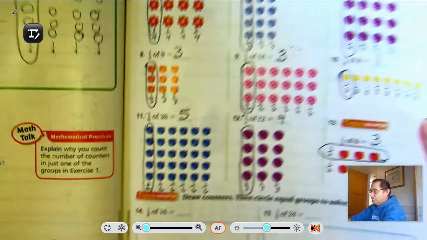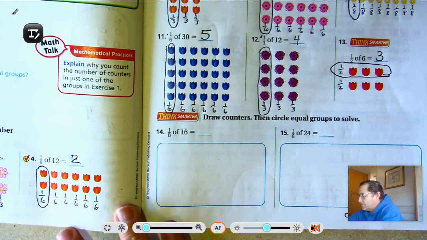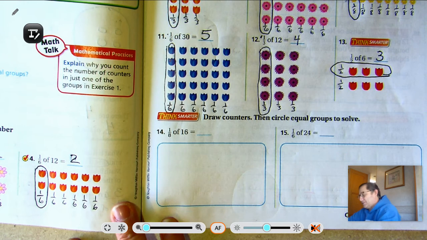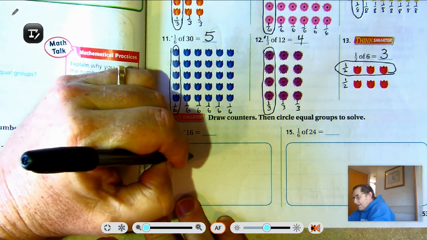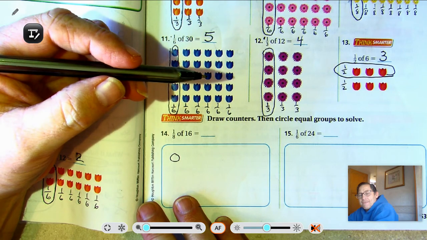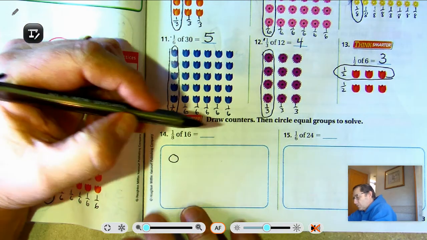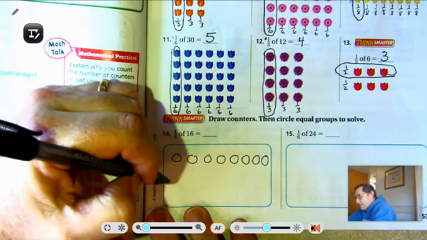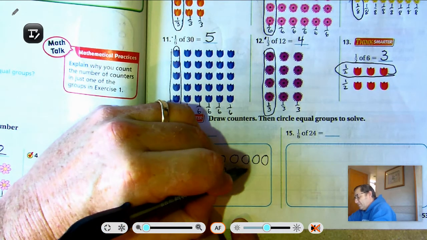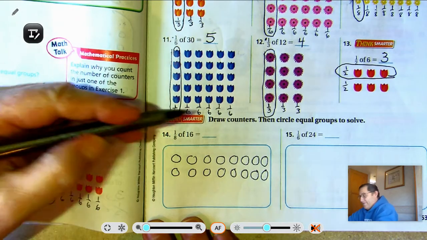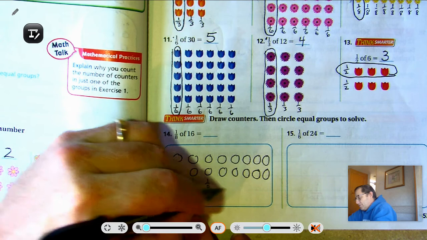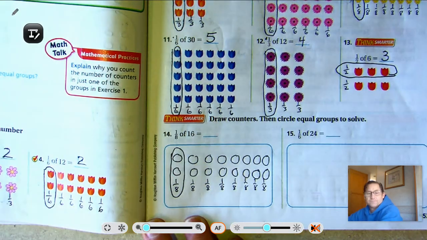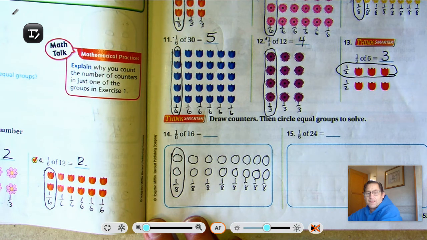All right, 14. Draw counters and circle groups to solve 1/8 of 16. Okay, so 8 tells me there's going to be 8 equal groups. So 1, 2, 3, 4, 5, 6, 7, 8, 9, 10, 11, 12, 13, 14, 15, 16. 1/8. So every set of 2 is 1/8 of the 16. Okay, so that gives me 2.